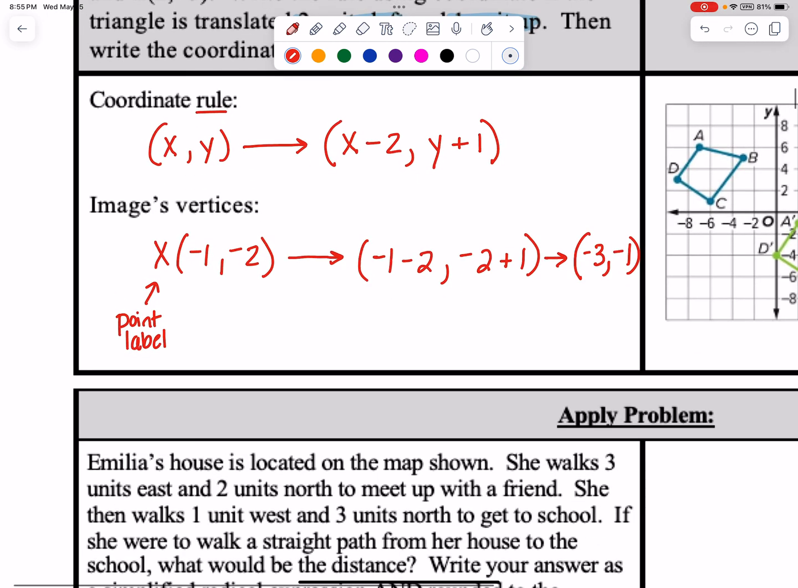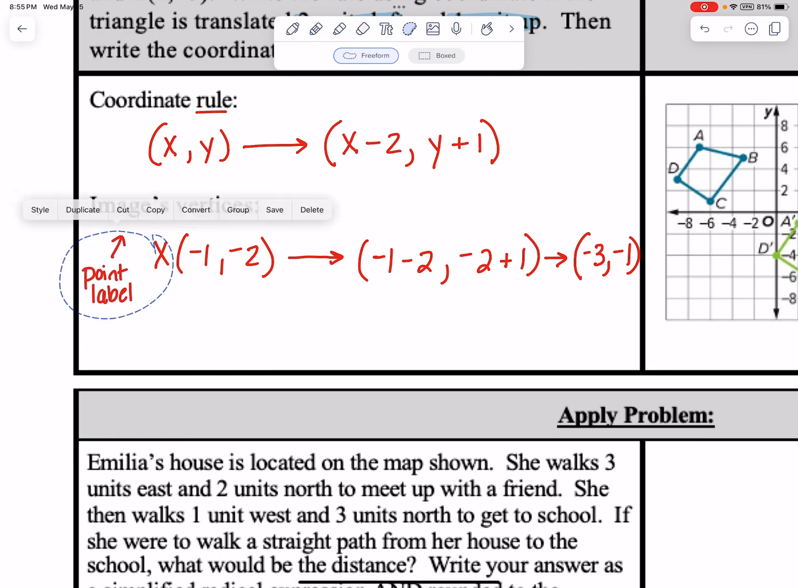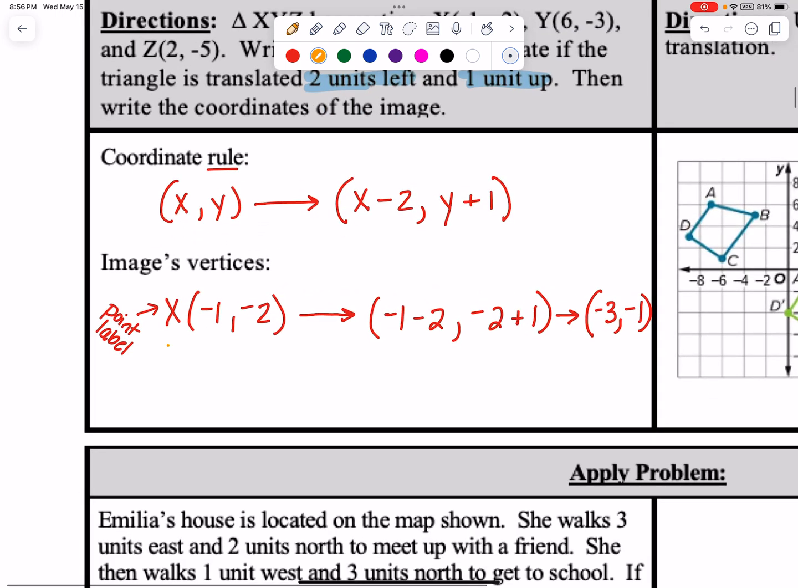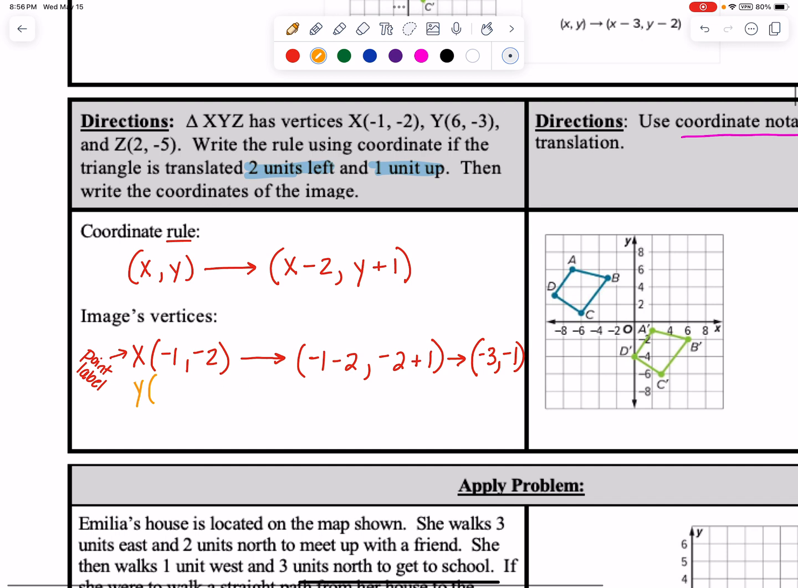Okay, let's go ahead and do the next one. Okay, so we need to just shift this out of the way a little bit. Okay, I'm going to shift and rotate if it'll let me. I don't know if it will. Yeah, there we go. Perfect. Cool. All right, let's go ahead and do the next one. Okay, the next one is point Y. What is the pre-image vertice? It's 6, -3. So let's go ahead and plug in the rule.